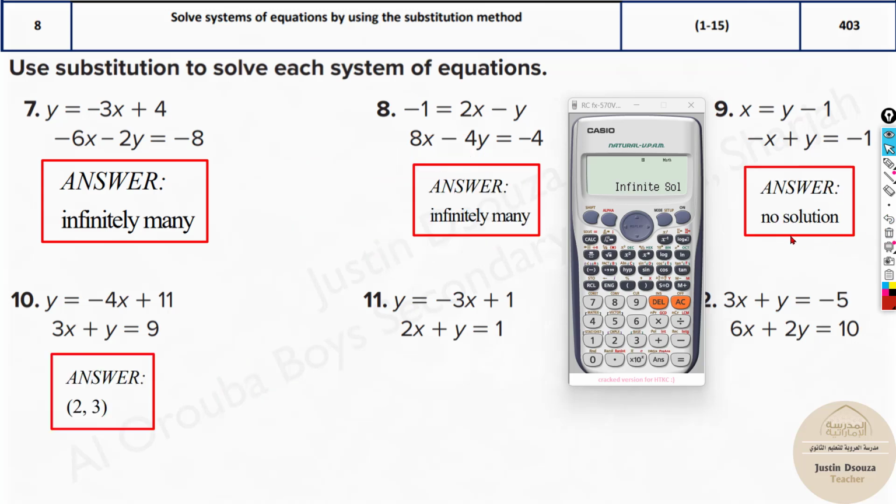So one more type is no solution. Let me solve this in the calculator. It will be 1 minus 1 because y is in the other side. I bring y inside and minus 1 here. Minus 1, 1, minus 1. There is no solution. Why is this happening?